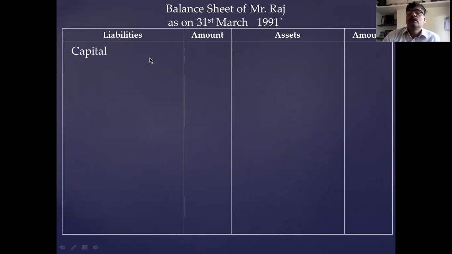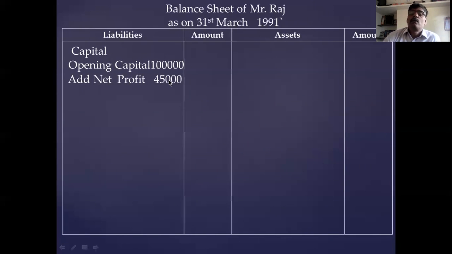Okay. First you take the capital. In the capital, first item is opening capital. Opening capital is 1 lakh. Add net profit. Net profit is 45,000. Additional capital nil. Interest on capital nil. You take the total. Total is 1,45,000. Okay. Less drawings. Drawings in the cash book, credit side, first item, 12,000. You deduct 12,000. Closing balance of capital is 1,33,000.